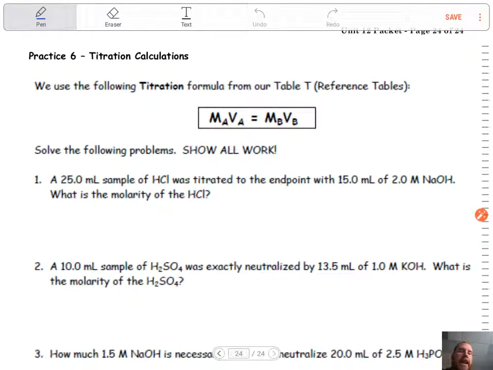Go through and do this calculations page. You will have this on your summary quiz.